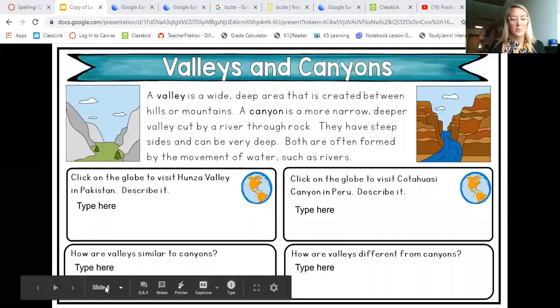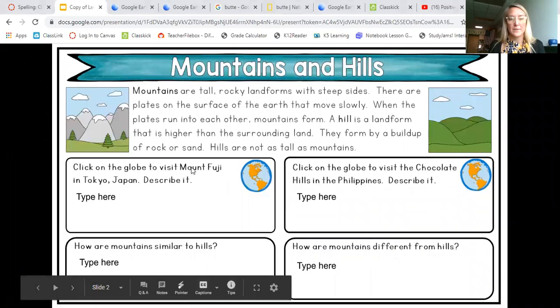Hello, third graders. Today for social studies, we're going to continue looking at landforms. We have learned 4 landforms so far, and we're going to learn 2 more today. So let's review what we have already looked at.